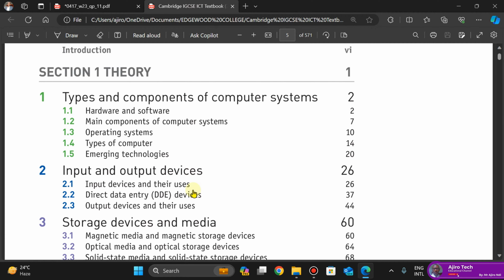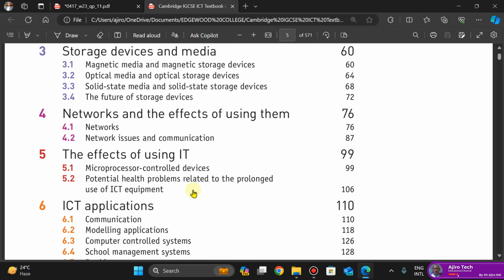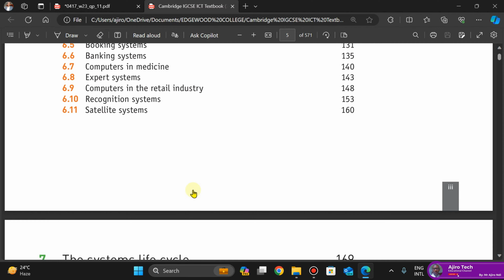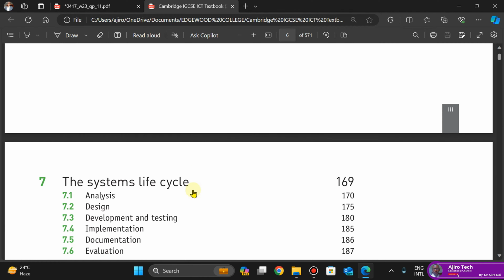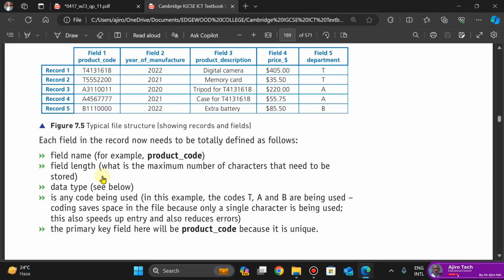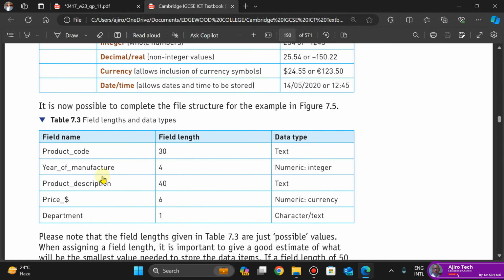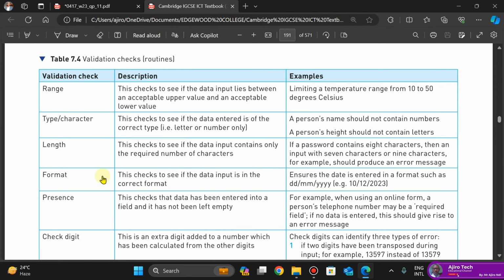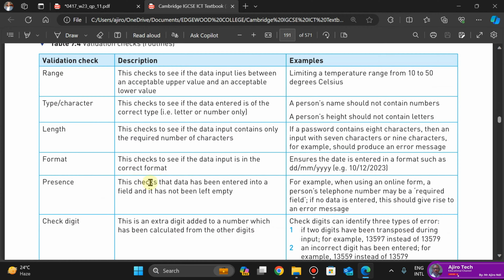Now I'm just going to show you where it is. It has been my culture. I'm just going to show you where you can find that right there in the textbook. Right here. Scroll down and you see what I'm talking about. Under validation routines, you see present check. This checks that data has been entered into a field and it has not been left empty.